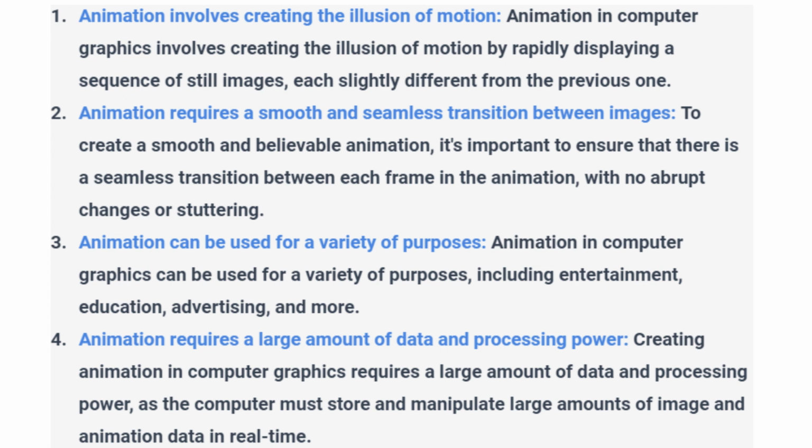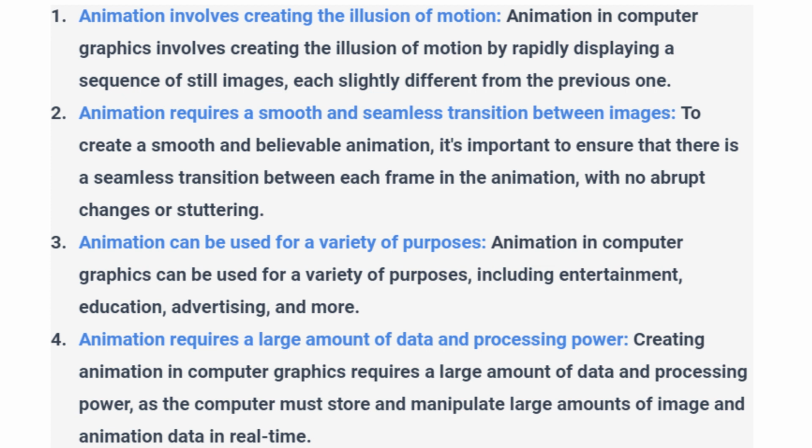Animation in computer graphics involves creating the illusion of motion by rapidly displaying a sequence of still images, each slightly different from the previous one. Animation requires a smooth and seamless transition between images. To create a smooth and believable animation, it's important to ensure that there is a seamless transition between each frame in the animation, with no abrupt changes or stuttering.